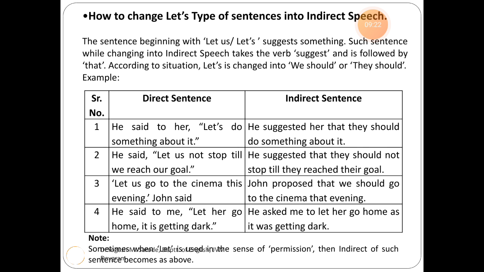Suppose when there is a sense of permission in a let type, then indirect of such sentences becomes as above. And in most of the sentences of let type, actually there comes the sense of permission also. So the sentence will be again as it is, as we have mentioned earlier.